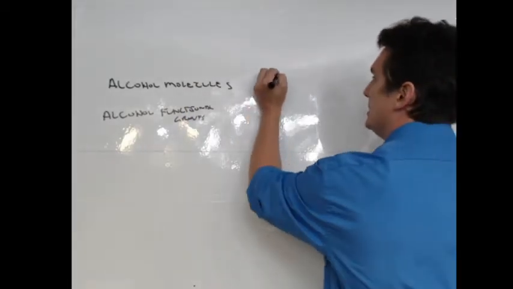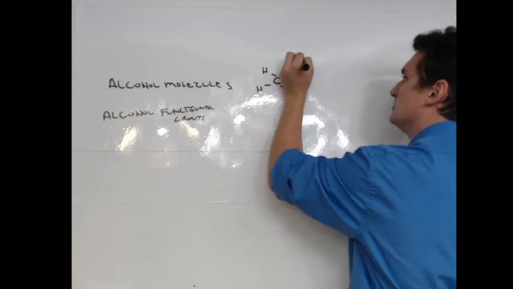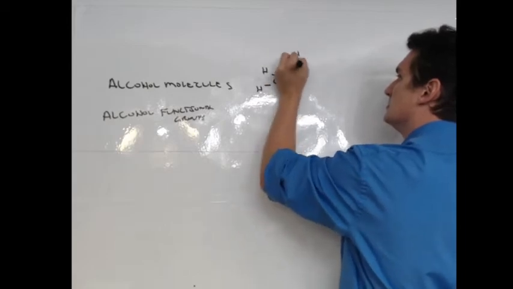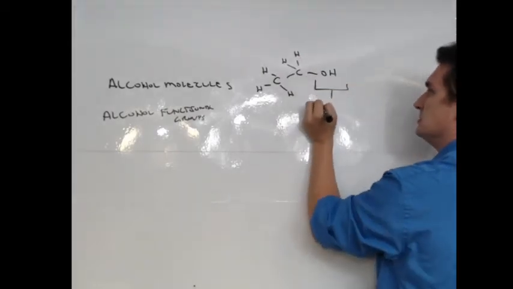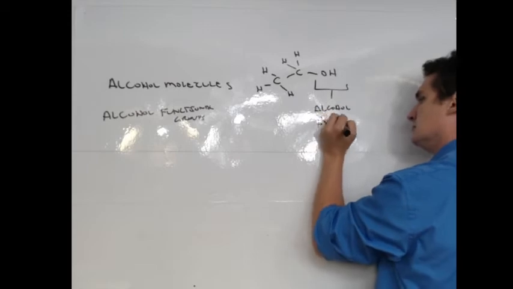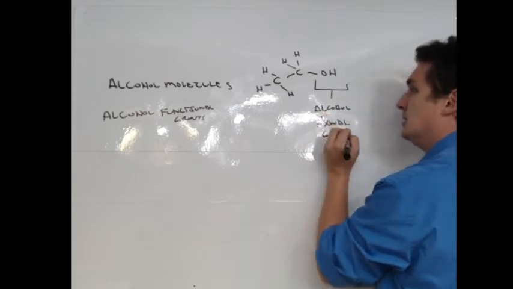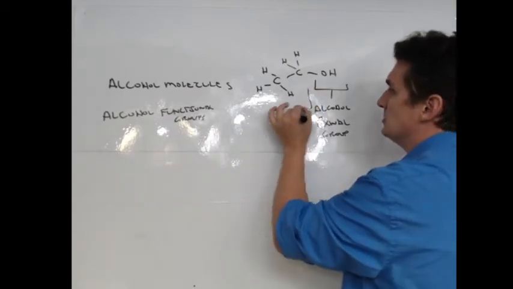So if we look at something like methanol, this is our alcohol functional group. But the alcohol molecule itself also contains two alkyl functional groups.